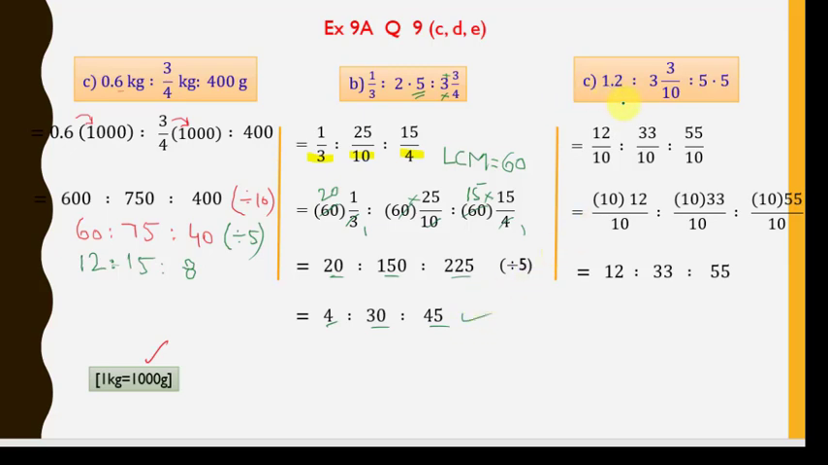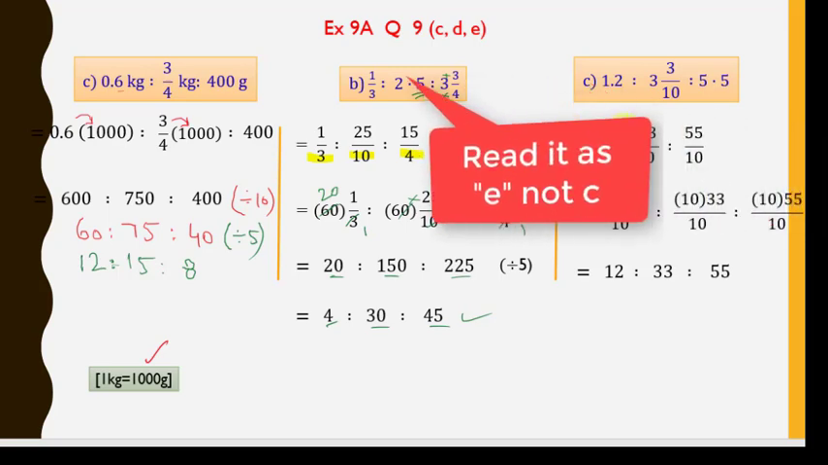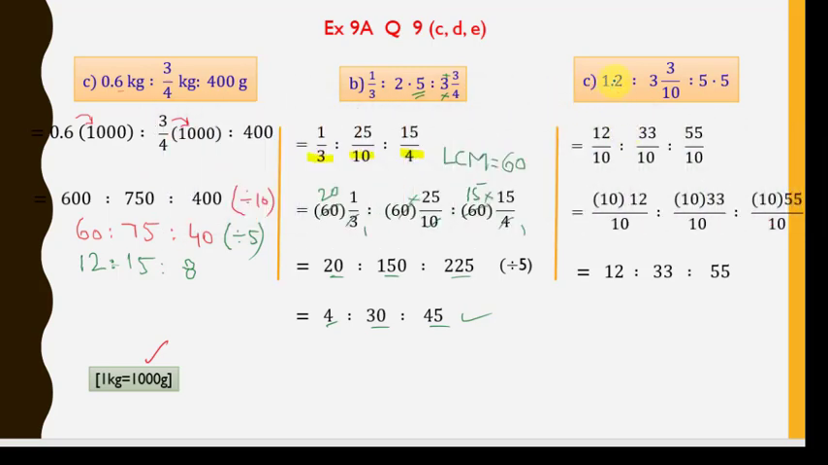Now we will do part C. If you look at the part C, I have removed the decimal over here, so it is 12 by 10. Multiply 10 times 3, it is 30, and plus 3, that will be 33 by 10. Remove that decimal, we have 1, and after the decimal we have 1 digit, so I placed 10 over here.